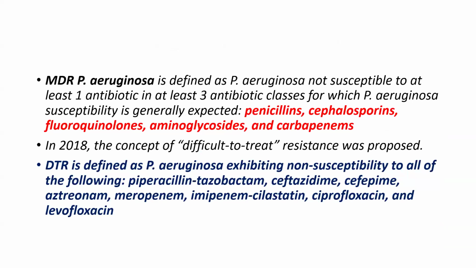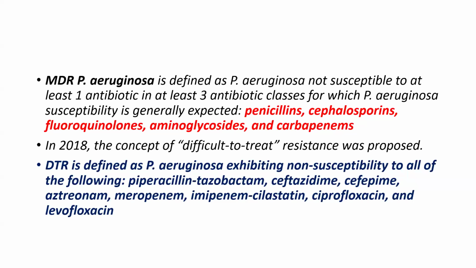So now we will understand what is MDR. MDR Pseudomonas aeruginosa is defined as Pseudomonas aeruginosa that is not susceptible to at least one antibiotic in at least 3 antibiotic classes for which Pseudomonas aeruginosa susceptibility is generally expected. That is penicillin, cephalosporin, fluoroquinolone, aminoglycoside, and carbapenem.